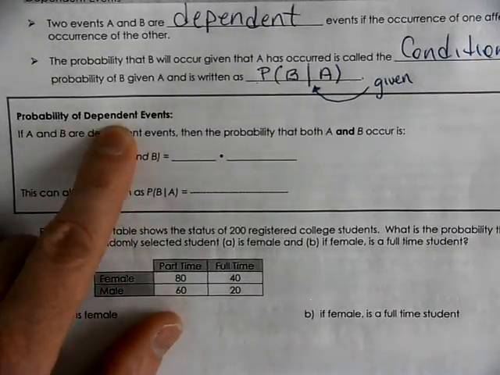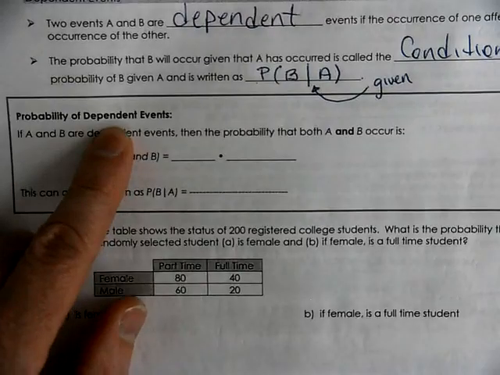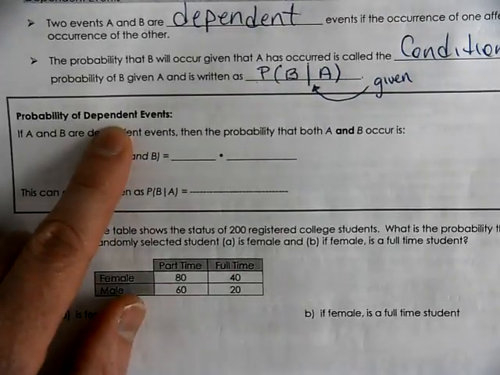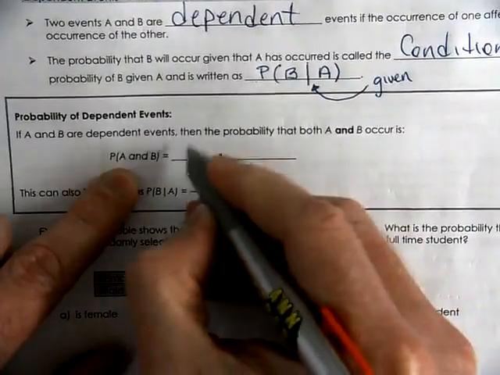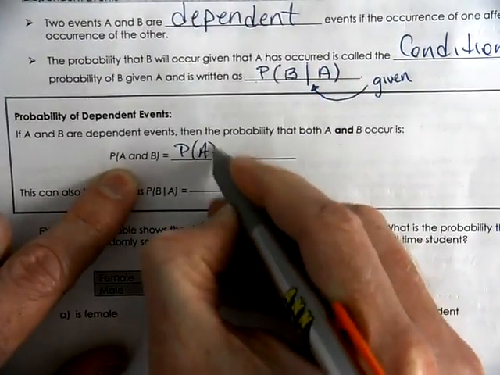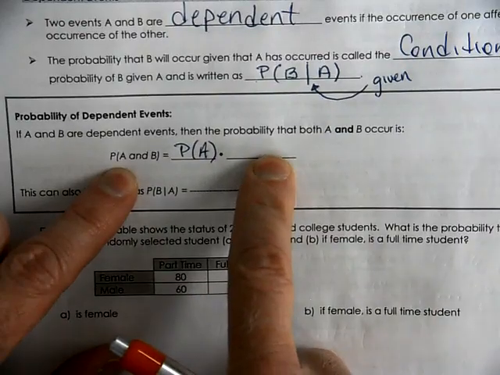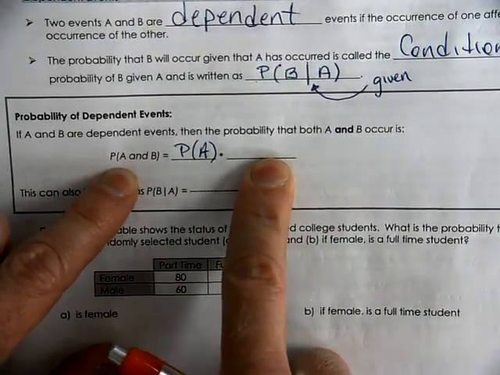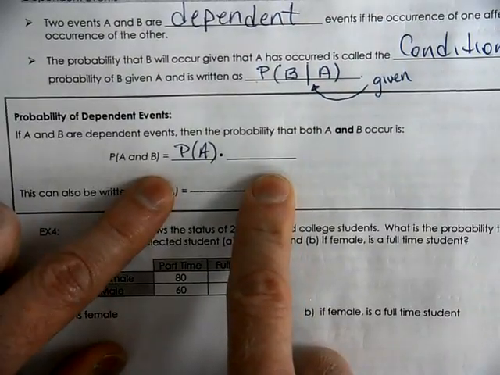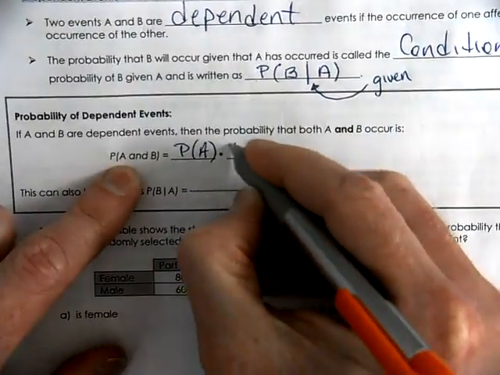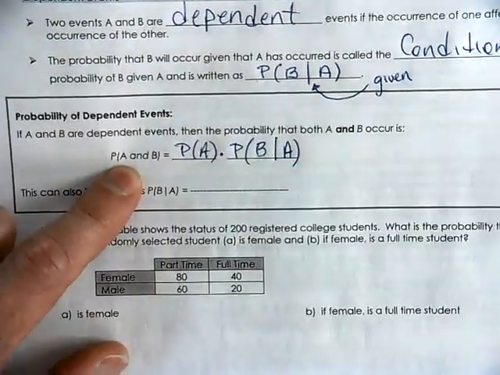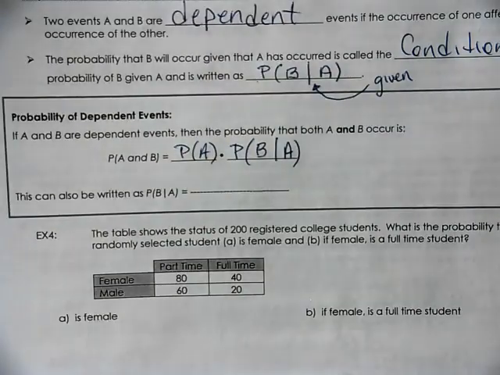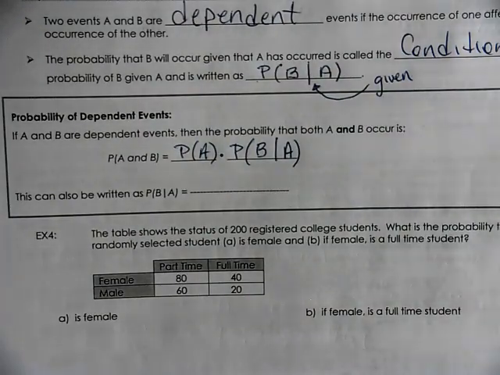So when we're working with dependent events, you've got to know your storyline. You've got to look to see if each event is affecting the previous one. So the probability of A and B, the probability of A, and in the past we've said times the probability of B, because they don't affect each other. But now it will affect it, so it's the probability of B given A. So that's how we write the notation.